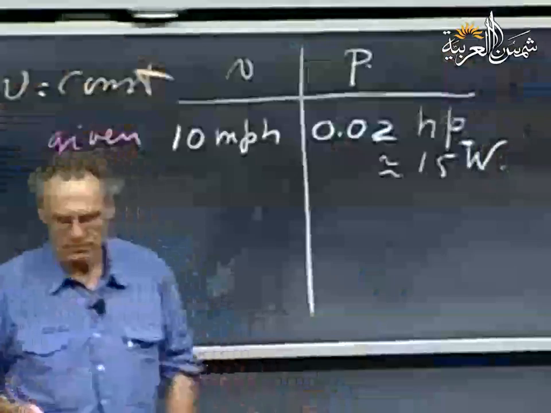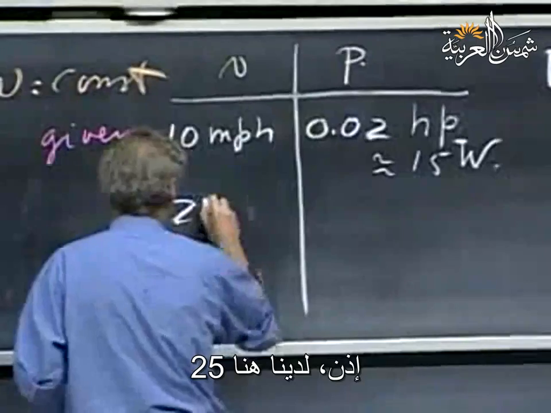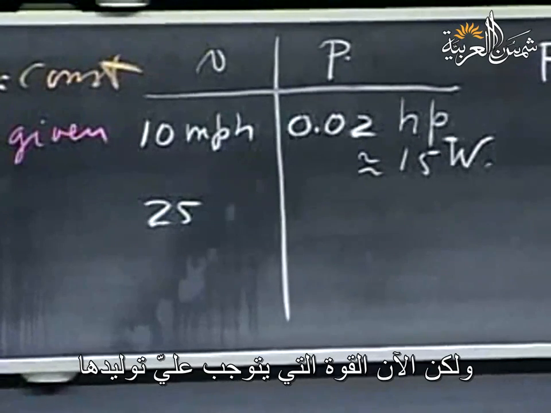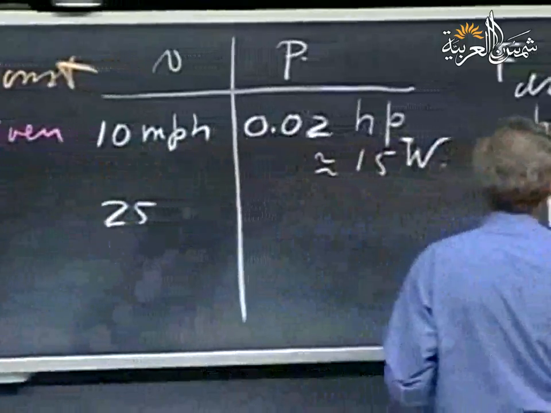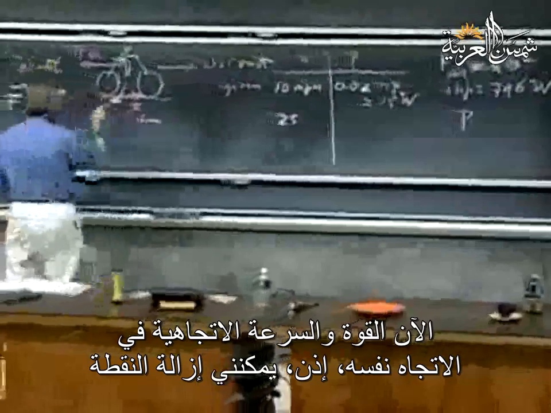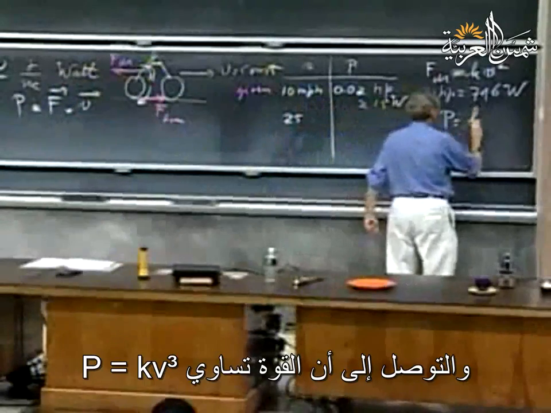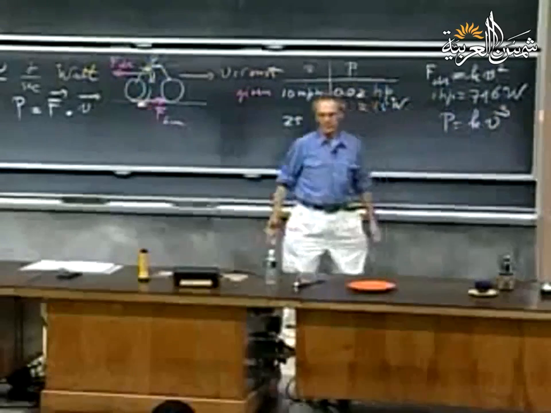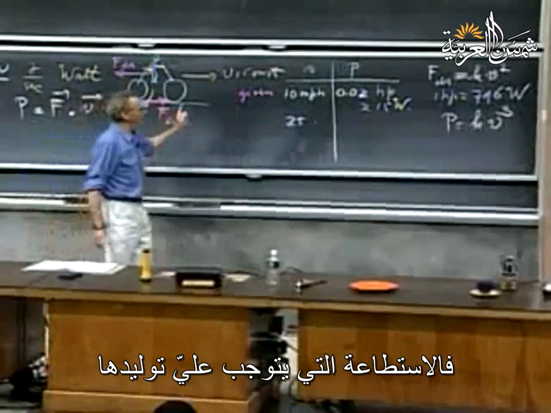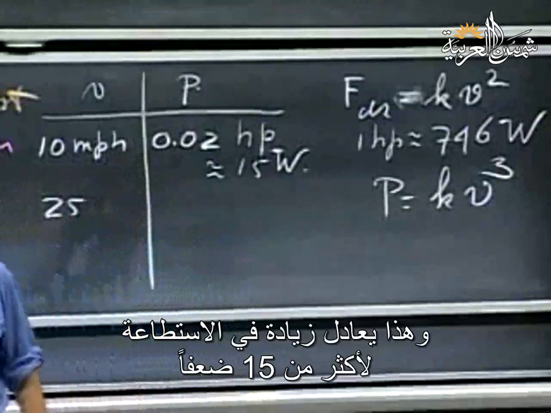But now I want to go to 25 miles per hour. So here we get 25. That is 2.5 times higher. But now the power that I have to generate is the dot product between the force and the velocity. Now the force and the velocity are in the same direction, so the dot can disappear. So I get that the power is k times v to the third. And so now if I want the speed to go up by a factor of 2.5, the power that I have to generate is 2.5 to the power 3 times higher, and that is about 15 times higher.